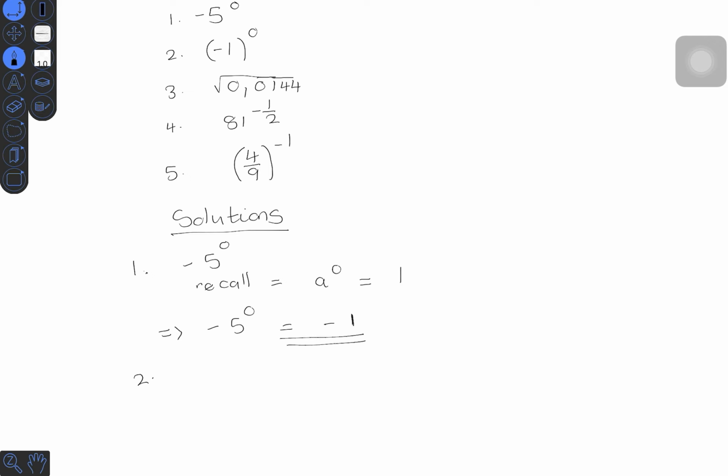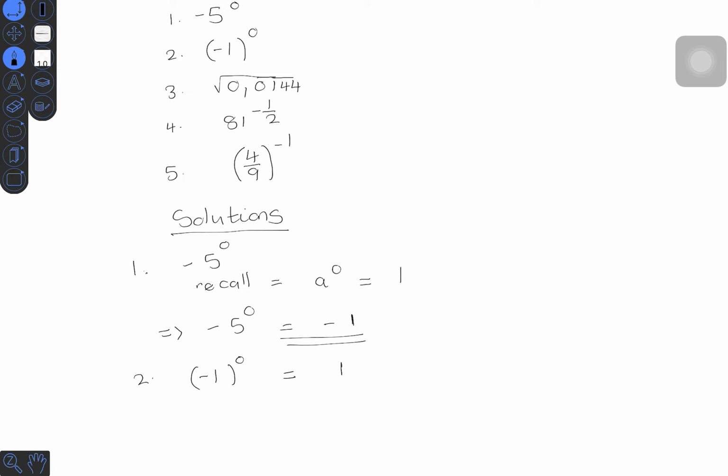What do we have in example 2 there? We have minus 1 to the power 0. We know the purpose of brackets. When we have a bracket and then something happening to a number after the bracket, everything that is inside the bracket will be affected by what is happening after the bracket. So here we have this whole of minus 1, and the whole of it is being raised to the power 0. So the answer will be simply 1.